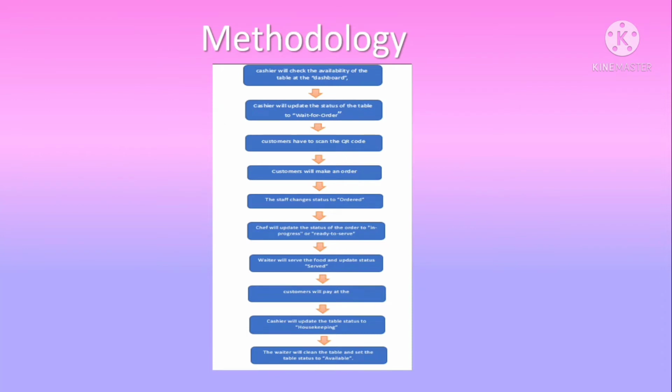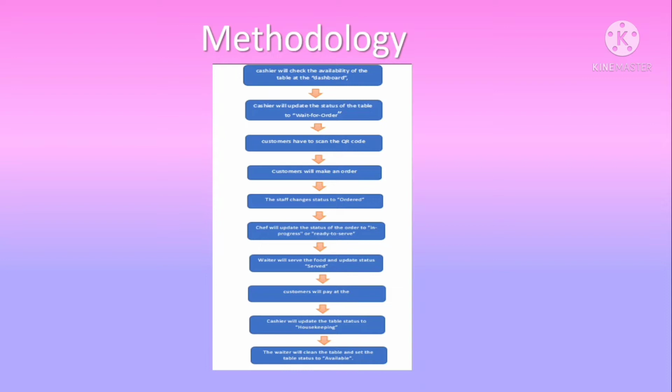This is the methodology that I used in this project. First, the cashier will check the availability of the table on the dashboard, and the cashier also will update the status of the table to wait for order if a customer sits at that place. After the table is available, the customer has to scan the QR code and it will display the menu.